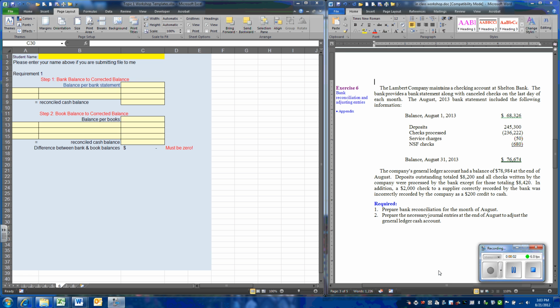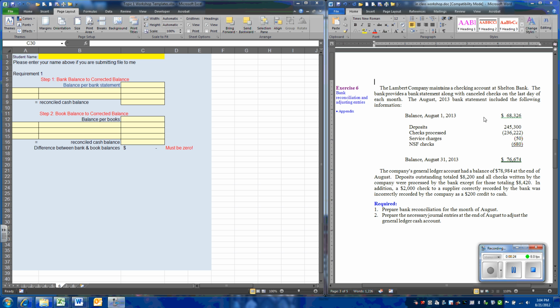Our next problem from the workshop deals with a simple bank reconciliation. The purpose of a bank reconciliation is to reconcile the balance per the bank statement for the cash account to the balance that is in the company's books and records.